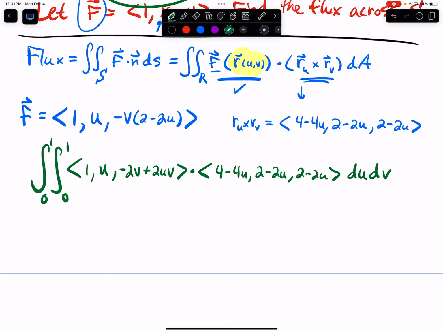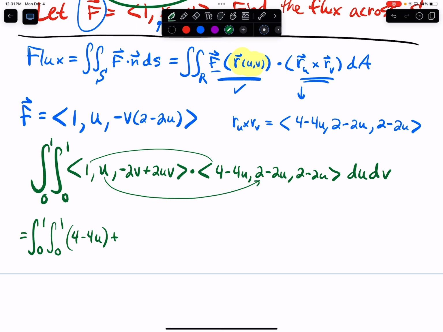So dot this up. First and first, so 0 to 1, 0 to 1. So that's 4 minus 4u plus, what's the next one? u times 2 minus 2u is what? Just 2u minus 2u squared. Plus the last one.